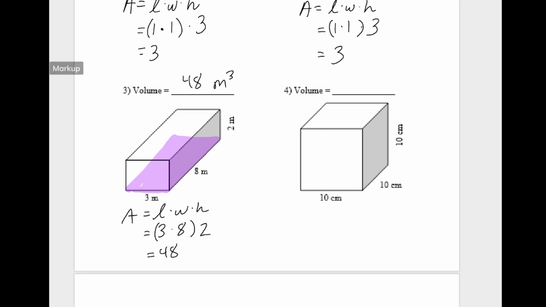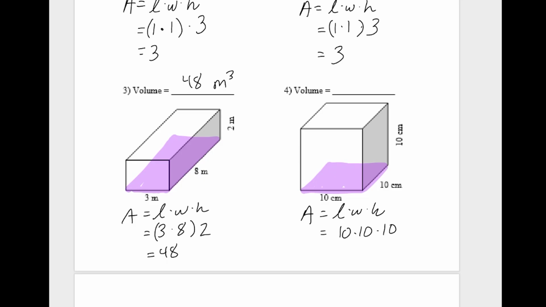This last one has a base area of whatever 10 by 10 is. So length times width times height will be 10 times 10. Well, this one's actually a cube. That's okay. We can just treat it the same way.